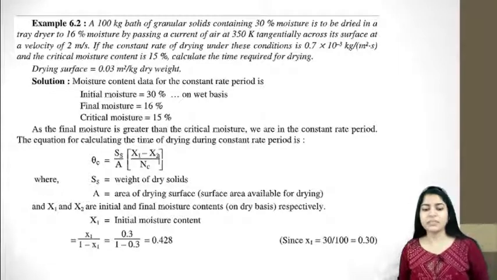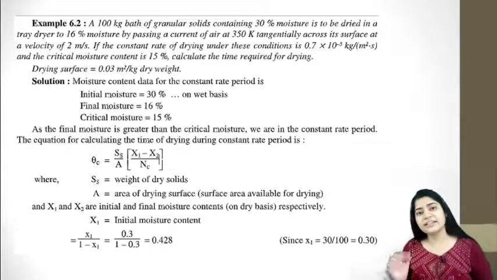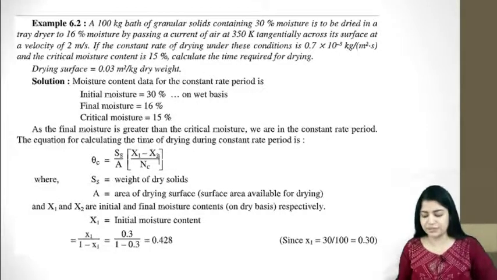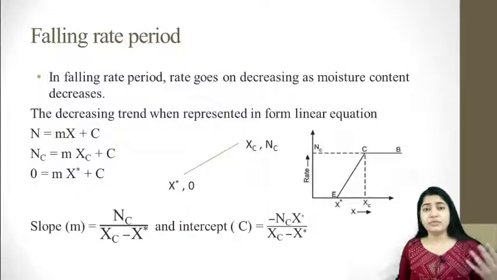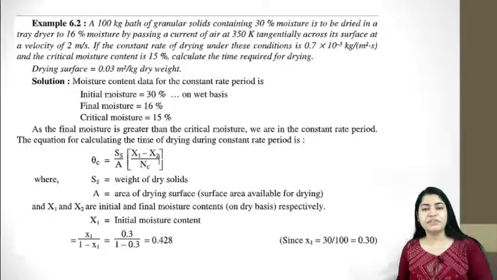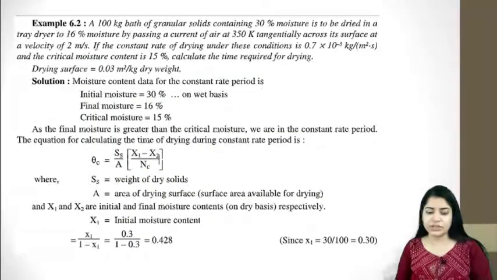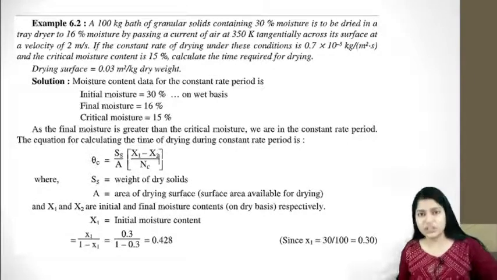Now, the initial moisture content is how much? 30%, given on wet basis. The final moisture content till which you have to dry it is 16%. And the critical moisture content is 15%. Now see in the graph, till XC moisture content, which rate follows? That is your constant drying rate. Hence we use the formula theta C is equal to SS by A into X1 minus X2 upon NC.